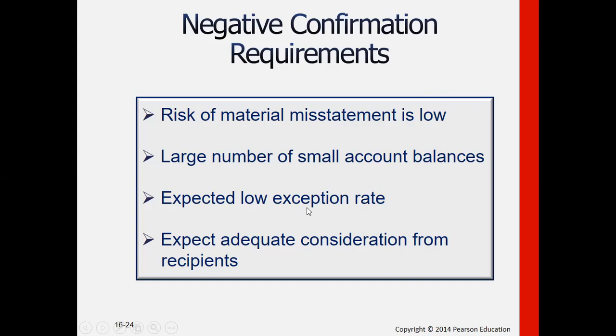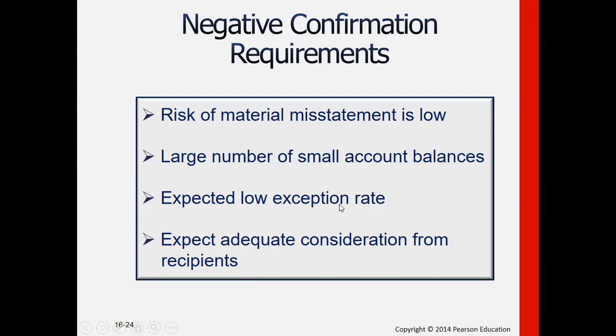So in that case, we have to consider only the items that would be material to the accounts receivable population. In addition to that, it's really possible that what we obtained would not be representative of such, and those are the exceptions. So if the exception rate, or the risk of not getting the desired samples from the population, would be low, we'd use negative confirmation. And then expect adequate consideration from recipients.